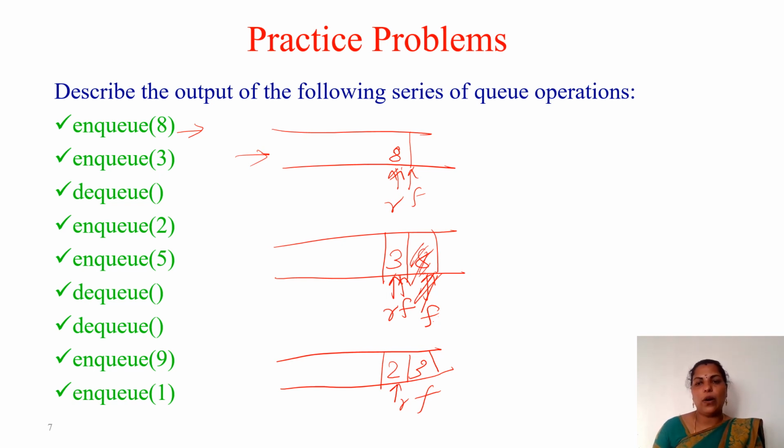Likewise, you have to follow all the operations, and you have to check whether the maximum size of the queue is given. Here it is not given. If the maximum size of the queue is given, at that time you also check the underflow as well as overflow conditions. Up to this I have shown, so the remaining part you try to work out.